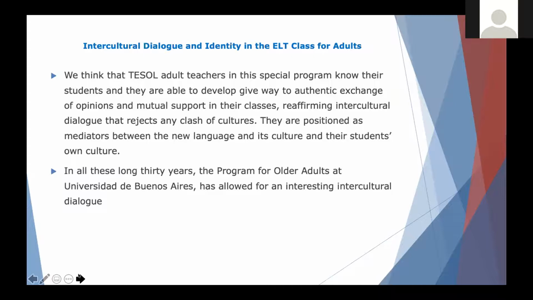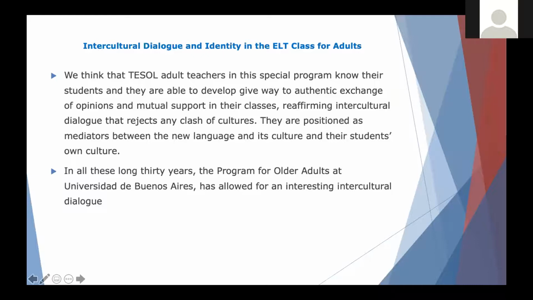Also, sometimes depending on the topic, there are classes in which students want to talk about their own life experiences, and this is really very important for them. So in this way, teachers not only get exchange of opinions and mutual support, but also they reaffirm intercultural dialogue. And this intercultural dialogue rejects any clash of cultures, at least in this program.